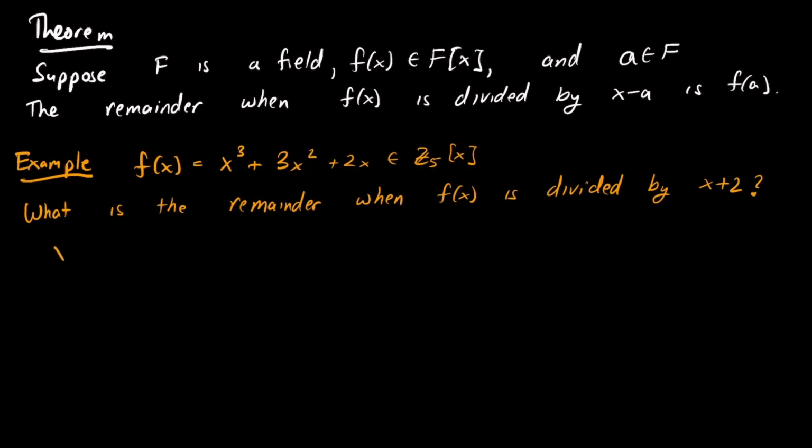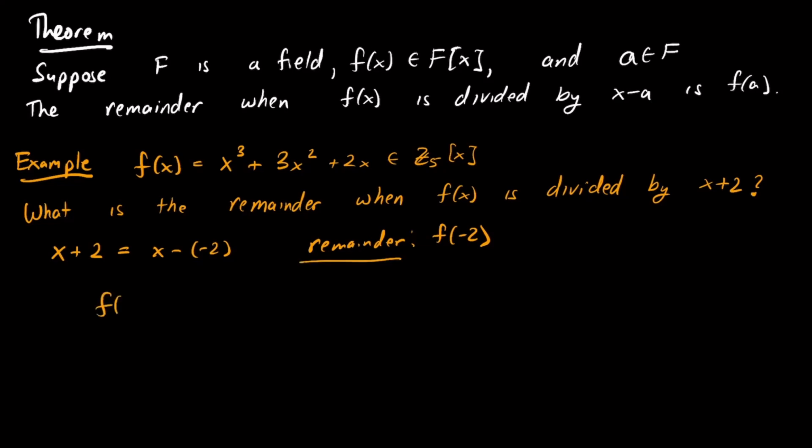And the first thing I'm going to observe is that x plus 2 is equal to x minus negative 2. Right? So the remainder that we're after is going to be given by f of negative 2. Right? The theorem above tells me I'm dividing by x minus a. So technically here I'm dividing by x minus -2. Okay, so let's compute f of -2.